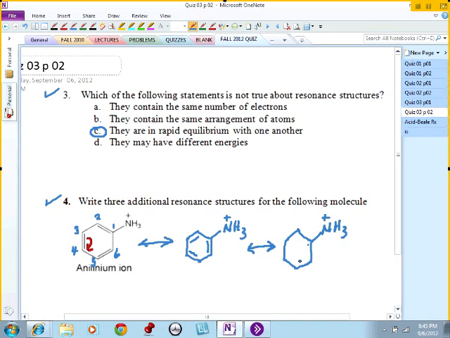And since you are only moving between 3 and 4, everything else stays the same. This is still here. This is still here. And then you have negatively charged on carbon number 4, and the positive charge will be here. That is an acceptable resonance structure.